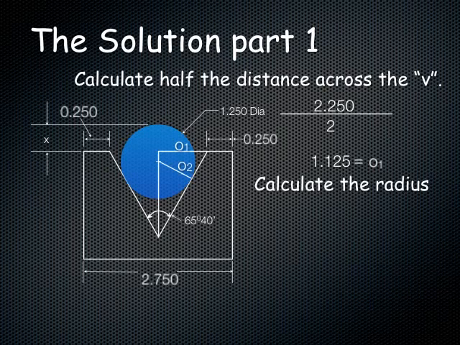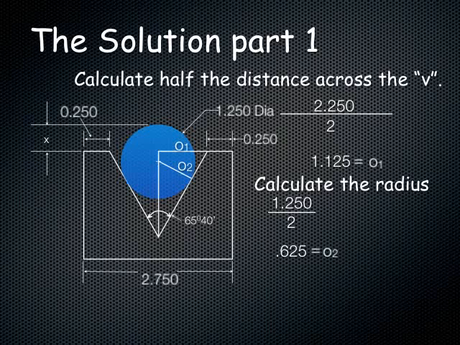Another thing we're going to need is the radius. The radius can be determined from the diameter. By dividing this diameter in 2, we'll get the radius. So dividing 1 and 250 thousandths by 2, we get 625 thousandths, the radius of the circle.